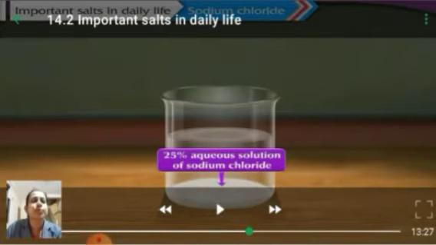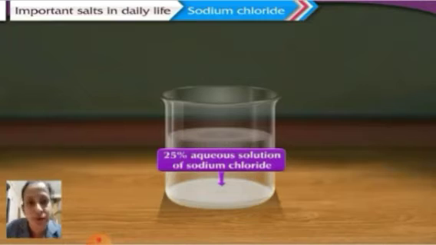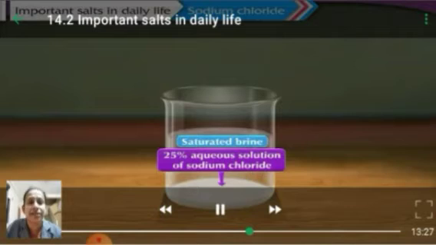Now suppose you prepare a 25% aqueous solution of sodium chloride. How can we prepare it? You have to take around 25 grams of sodium chloride and dissolve it in 100 ml of water. When 25 grams of sodium chloride is dissolved in 100 ml of water, this solution is called a 25% aqueous solution. Aqueous means it is dissolved in water. This 25% aqueous solution of salt is also called saturated brine.